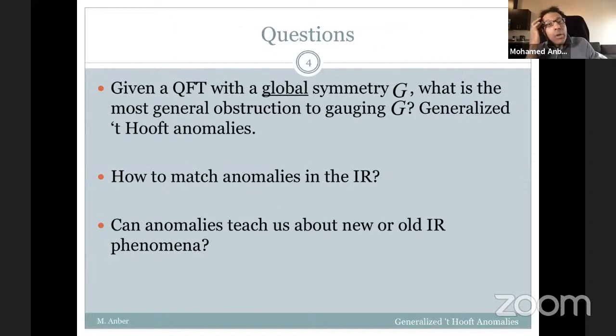So in this talk, I'm going to raise a few questions and answer them. So these questions are, given a quantum field theory with a global symmetry G, what is the most general obstruction to gauging G? In this regard, I would like to discuss the generalized 't Hooft anomalies. And the second question is how to match the anomalies in the IR. And the third question is, can anomalies teach us about new or old IR phenomena? So these are the three questions I'm going to answer in this talk.